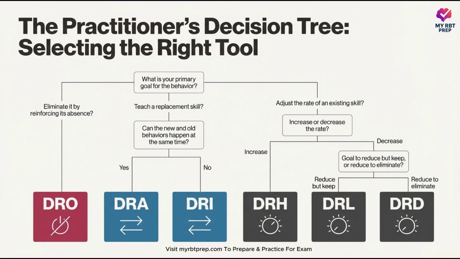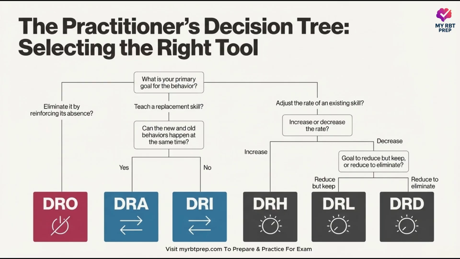Behavior intervention isn't about guesswork, it is about precision engineering. What lies before you is the diagnostic blueprint for differential reinforcement, essentially the flowchart for choosing the exact right tool for the job. Start at the very top with your primary goal. If your objective is strictly to wipe out a behavior by reinforcing the times it isn't happening, follow that line to the far left. That lands you on DRO. Notice the icon is a power symbol with a slash. That's your cue. You are reinforcing the power off state of that behavior.